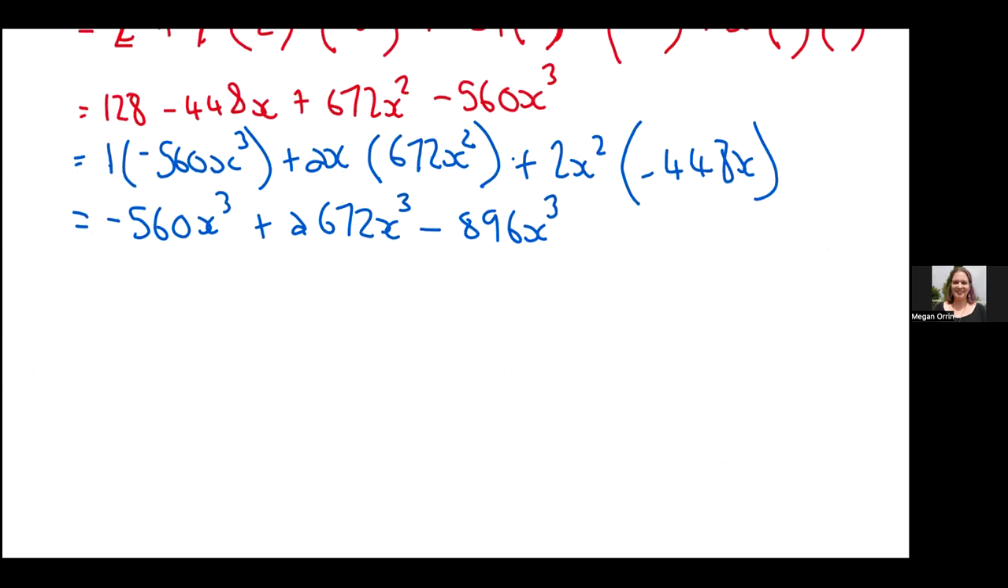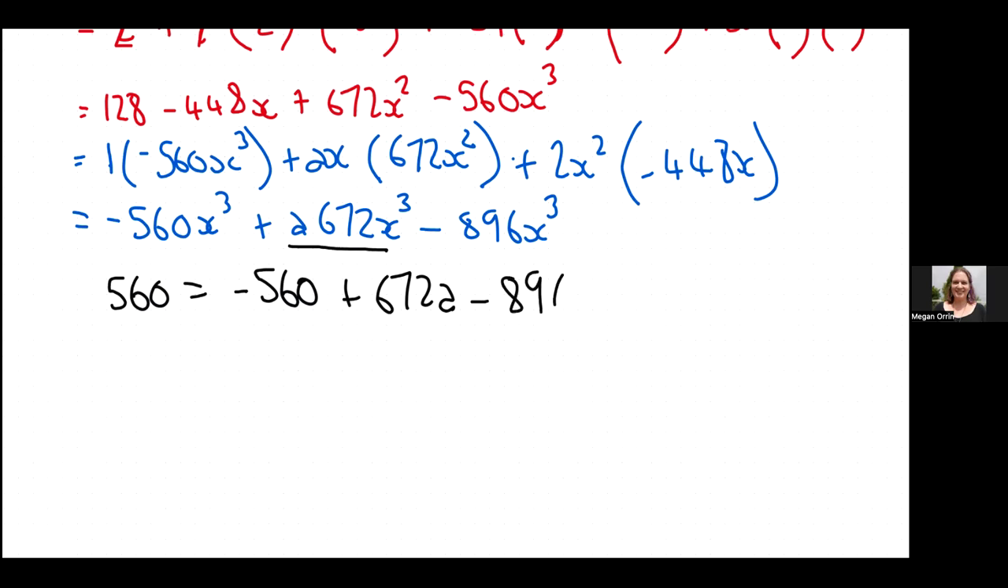So I'm going to now say that 560 equals, so that's the coefficient, right? So negative 560 plus 672a, because that's what this is, minus 896, right? These together must be 560 because that's the coefficient of x cubed. Yes? Right? Because these three terms go together because they're like terms. So when I add them together, it's 3.